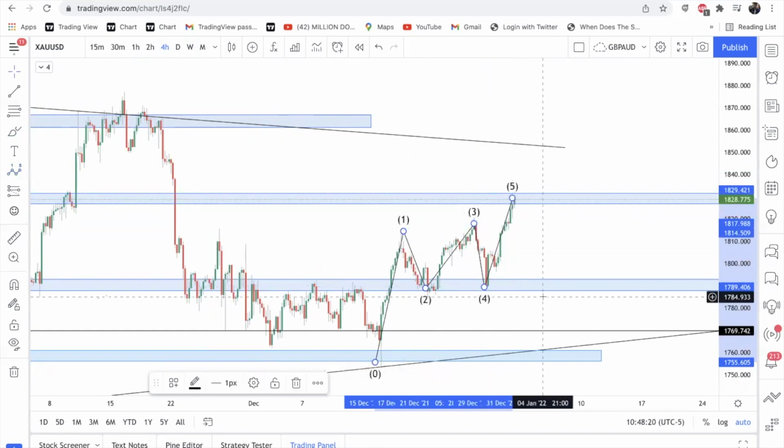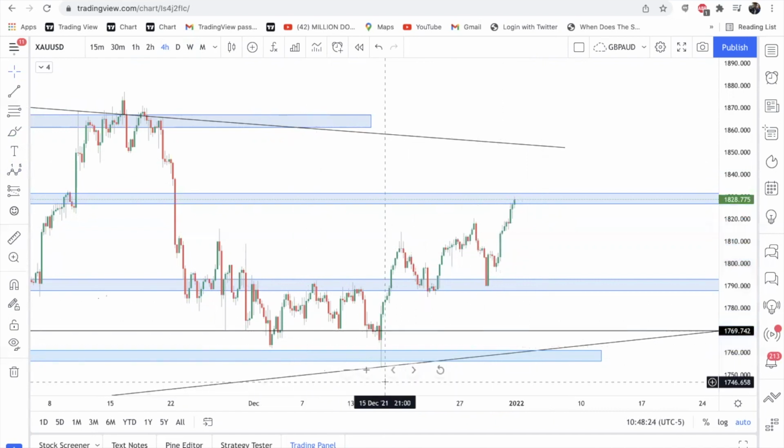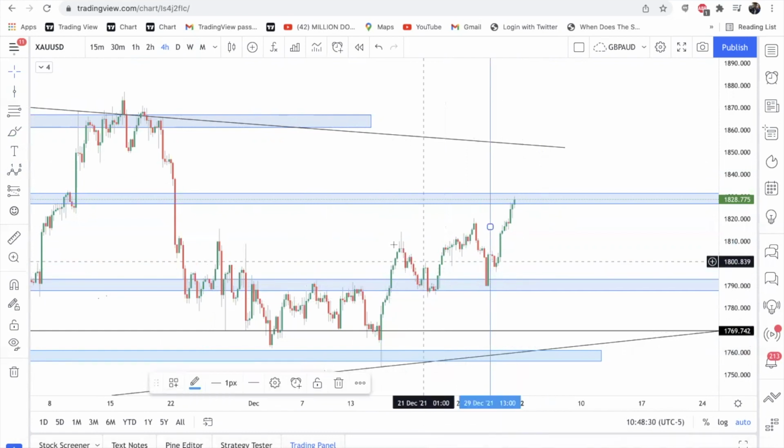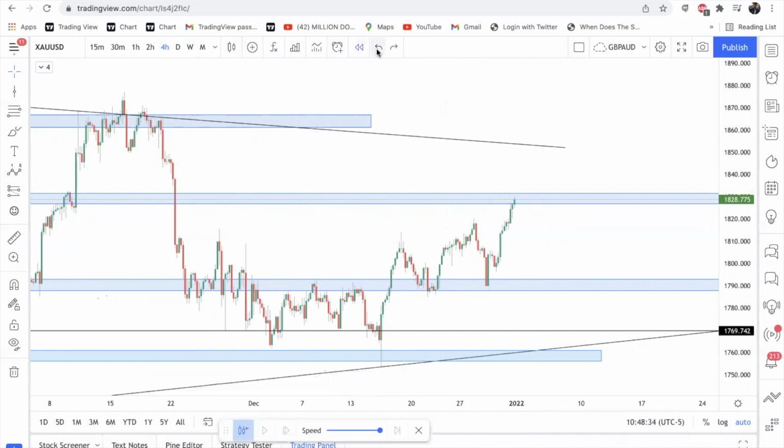So this is actually what I was anticipating. I sent this out when price was at this level of support. So you can look at this. How would you have traded this? How would you have taken this entry? We can rewind this real quick, and we can actually see how.